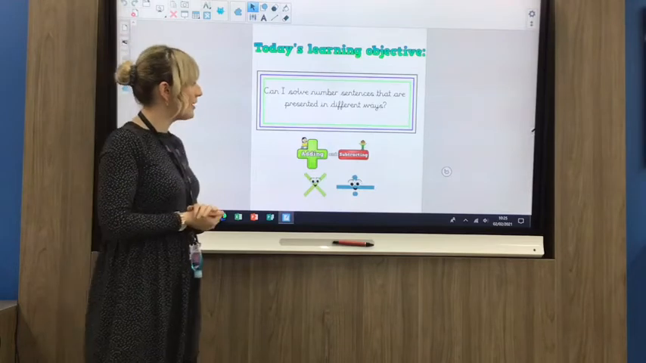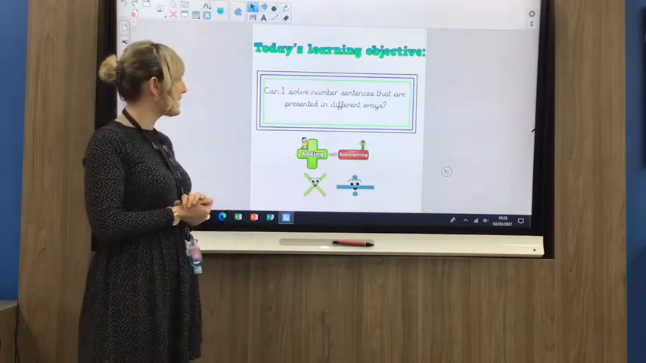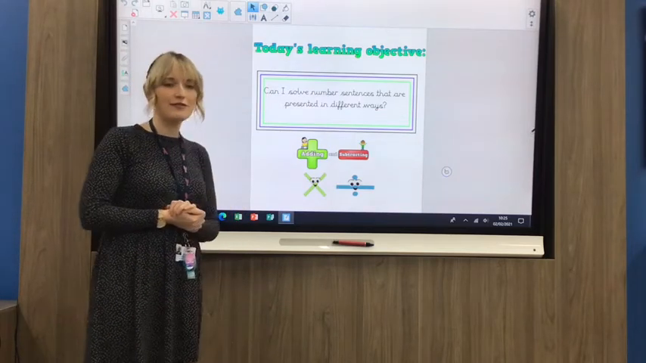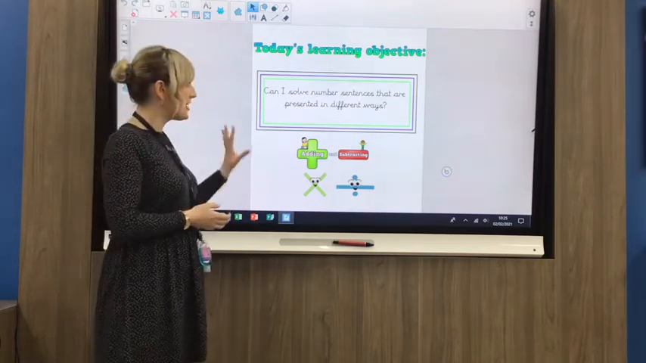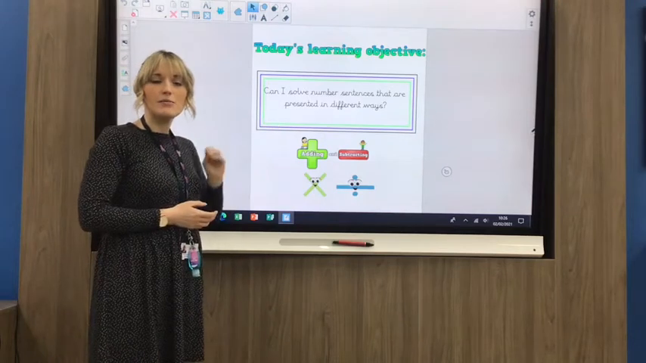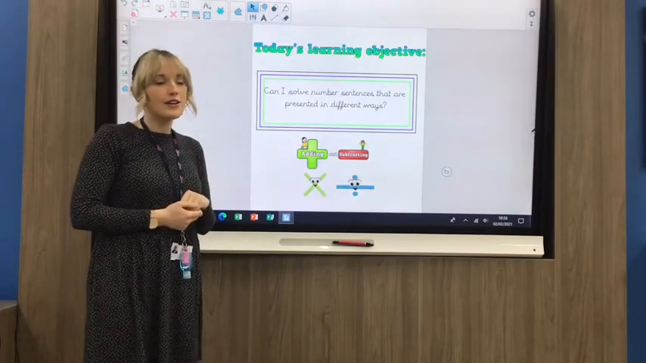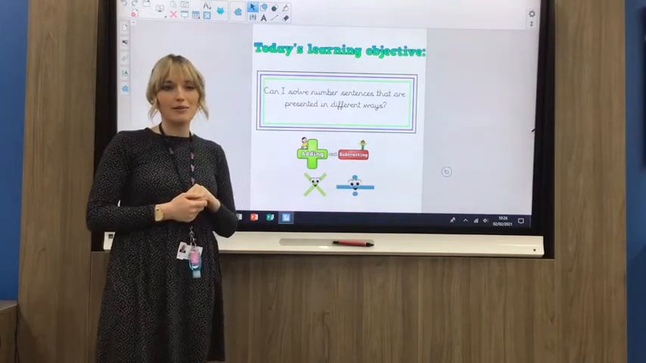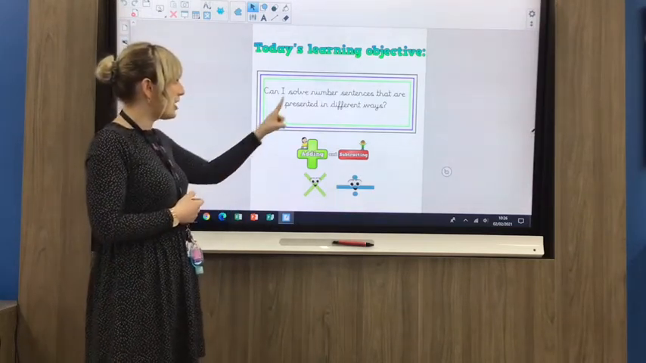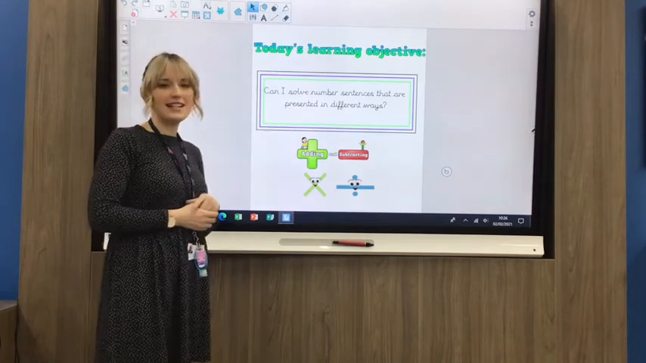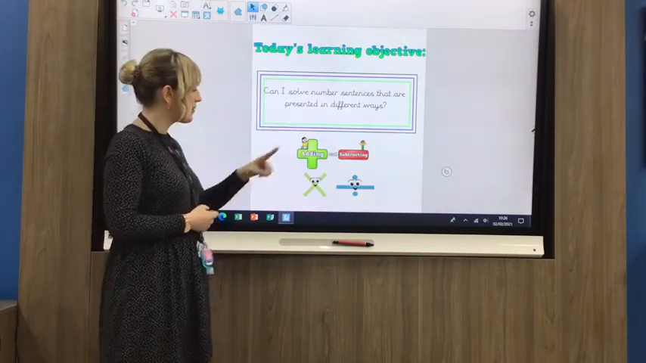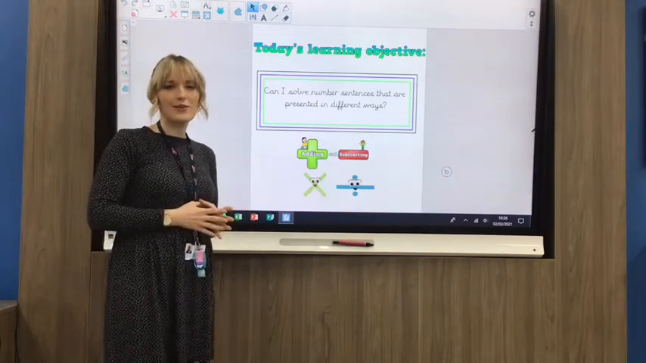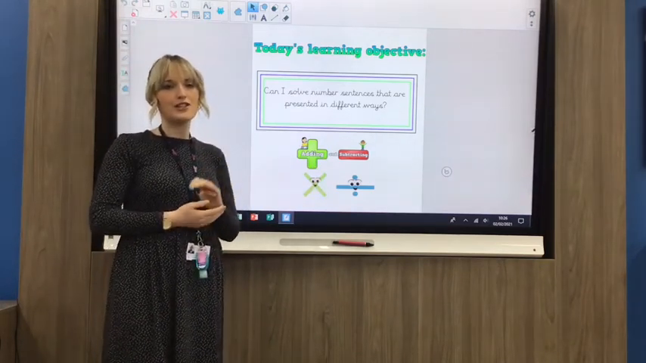So looking at our learning objective, it says, can I solve number sentences that are presented in different ways? So we had this learning objective yesterday, but it said, can I begin? So today we're having another look at page 18 and we're going to complete it to solve number sentences that are presented in different ways. So we're going to be adding and subtracting, multiplying and dividing. So we've got all 4 operations again today.